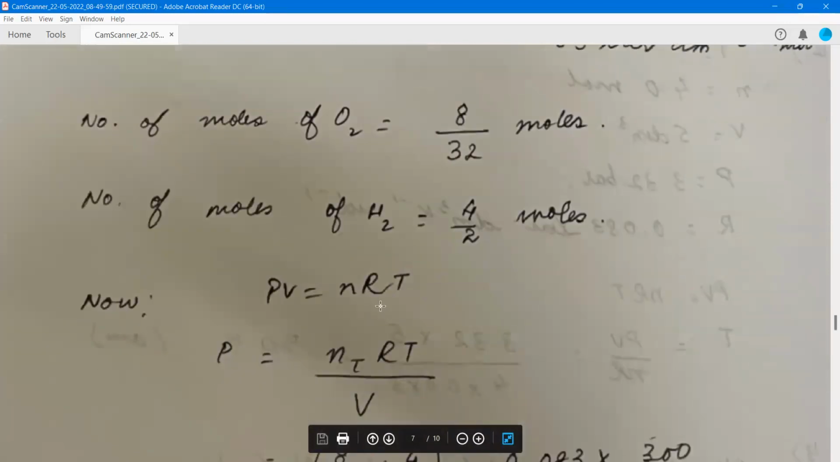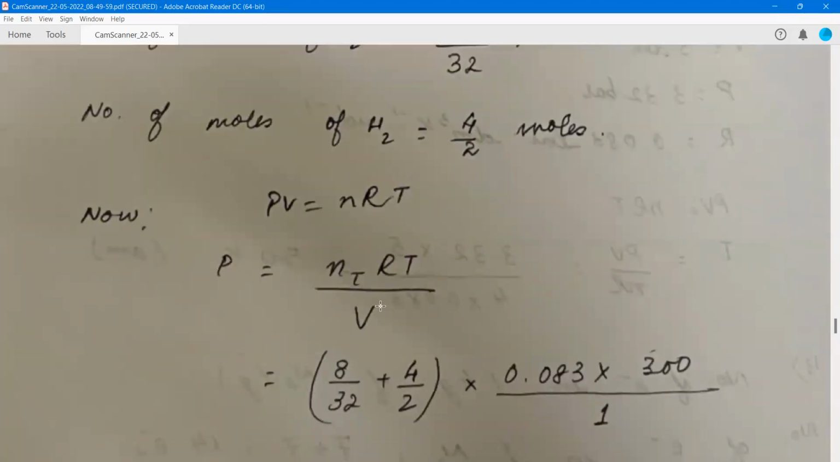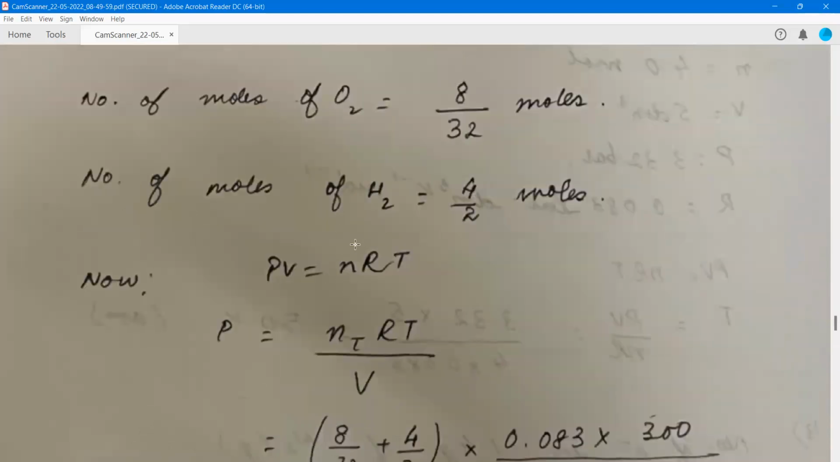Now there are two ways. You can calculate separately, introducing the number of moles of oxygen one time and calculating the pressure, and then introducing the number of moles of hydrogen one time and calculating the pressure exerted by hydrogen, and then add them up. The second thing you can do is just add the number of moles and get the total number of moles.